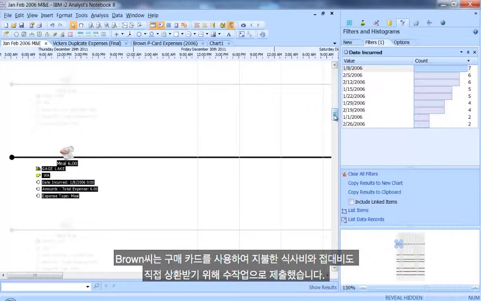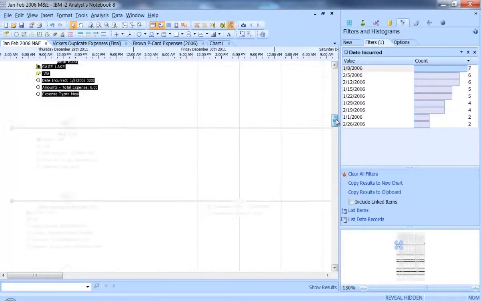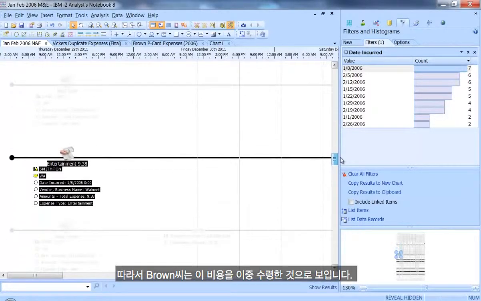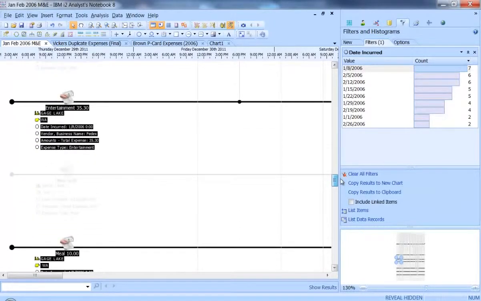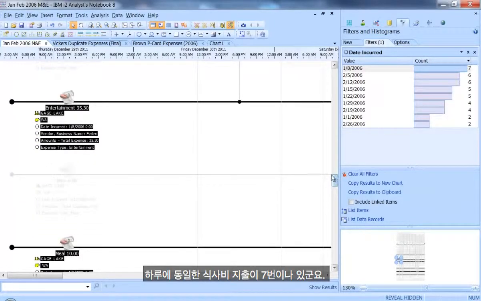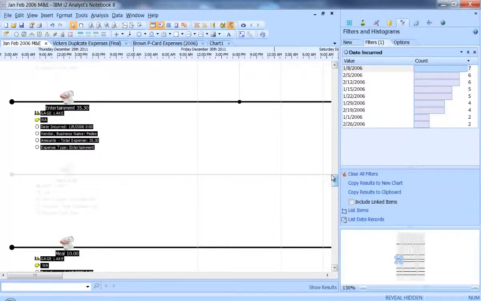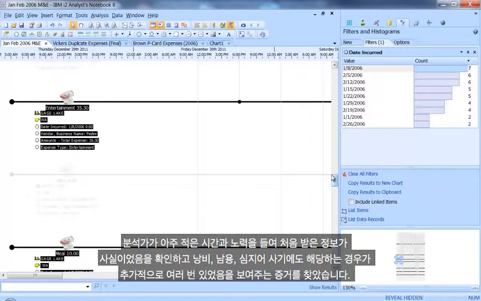Meals and entertainment which were paid for using his purchasing card were also submitted manually for direct reimbursement. So Mr. Brown appears to be double dipping on his expenses, having 7 of the same meal expenditures in one single day. With very little time or effort, our analyst has confirmed the original tip and has found evidence of several additional instances of waste, abuse, and even fraud.